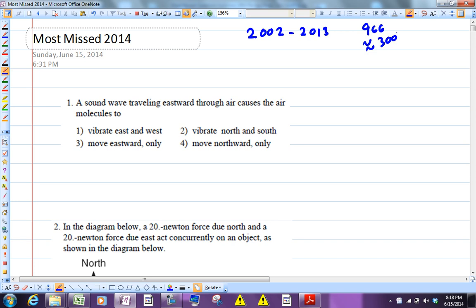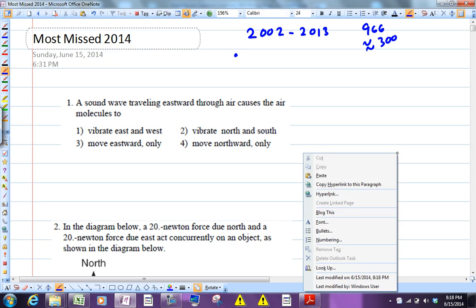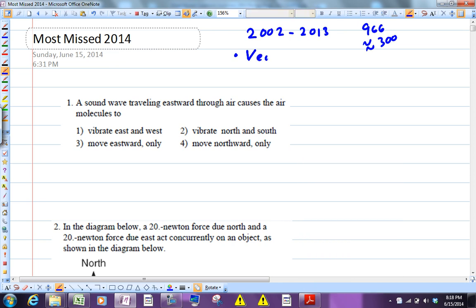And I noticed two big patterns. One of them was vectors. When it comes to adding vectors, getting components, there's some confusion there. And the second are energy problems, specifically energy problems that deal with internal energy, or Q.